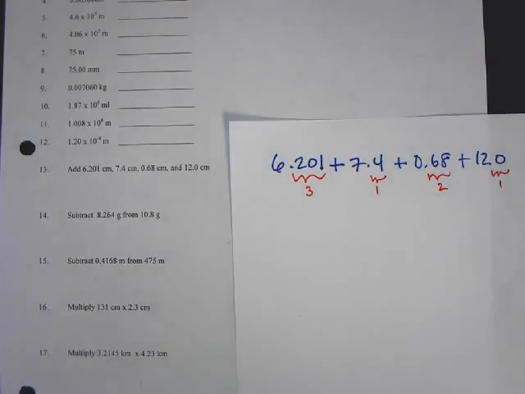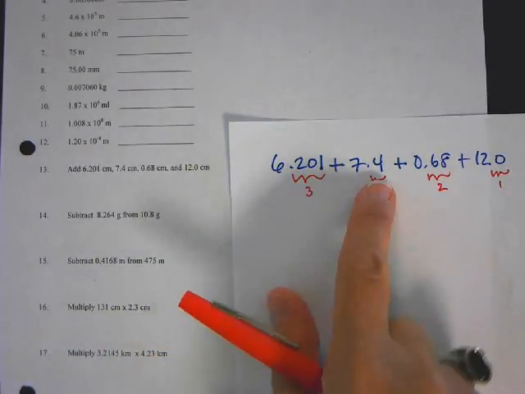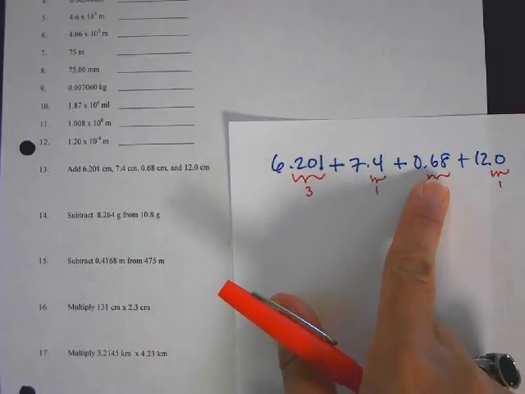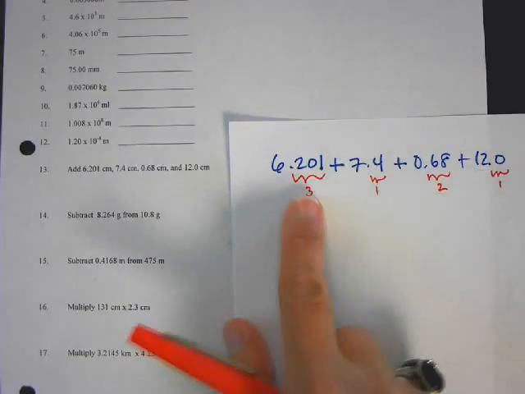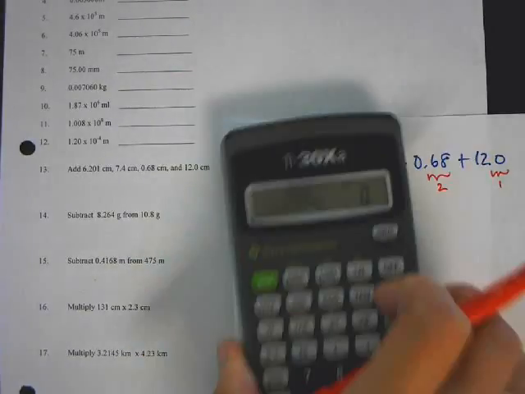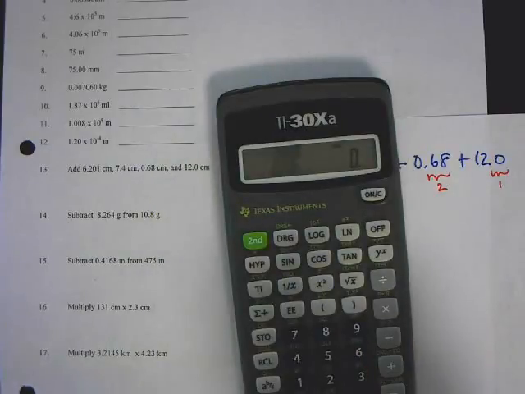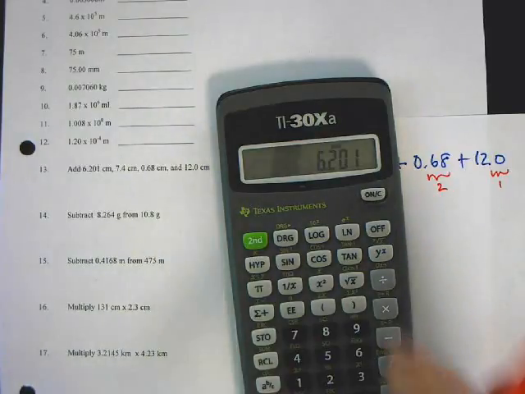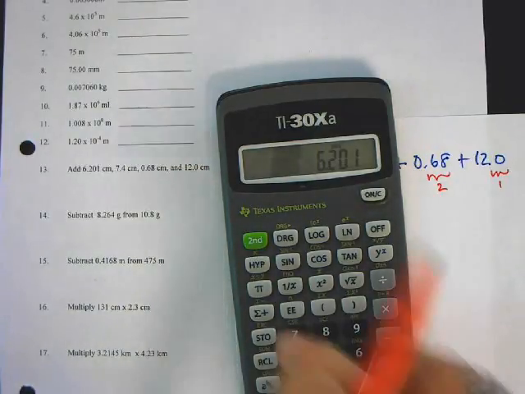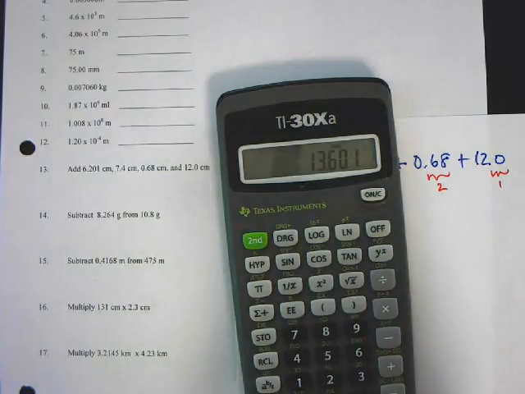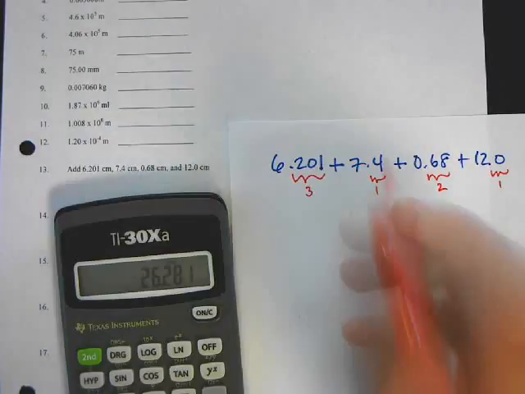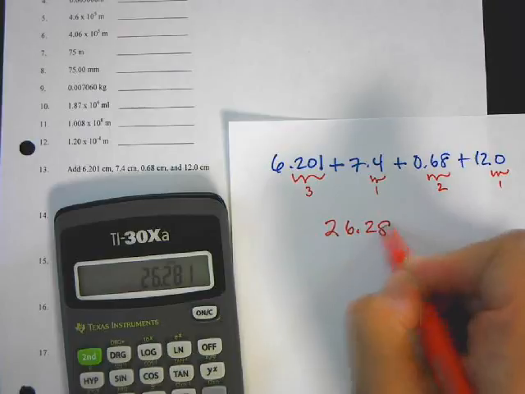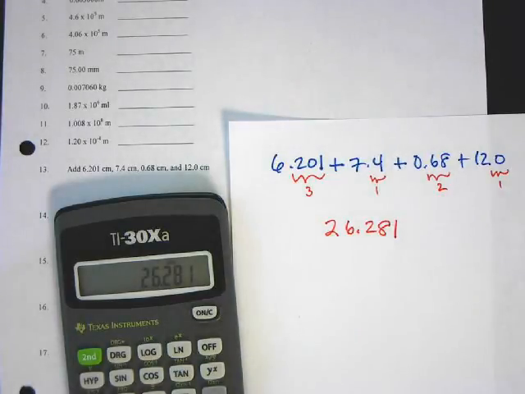So if you think about it as far as measurement, this measures to what? A tenth of a centimeter, a hundredth of a centimeter, a tenth of a centimeter, and a thousandth. So I'm going to take my calculator and I'm going to add them up. So I'm going to say 6.201 plus 7.4 plus 0.68 plus 12 equals, so it comes out to be on my calculator 26.281.